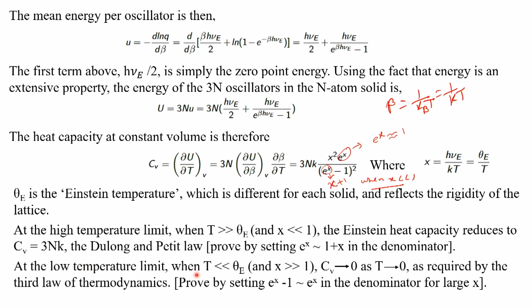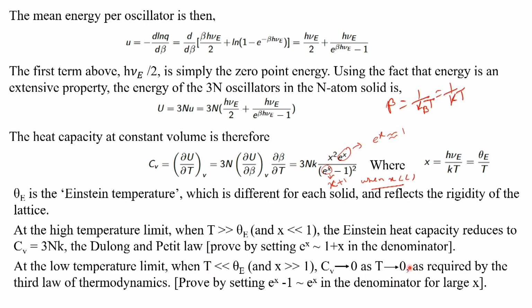But at low temperature, when T is very small compared to theta E, meaning x is very large, Cv goes to 0. Because x is very high, in comparison to e to the x, the 1 we can neglect, so we get e to the minus x here, and e to the minus x raised to the 2, so overall you get e to the minus x in the numerator. So Cv is 3N kB x square e to the minus x. Since e to the minus x decreases rapidly with x compared to x square, Cv goes to 0.